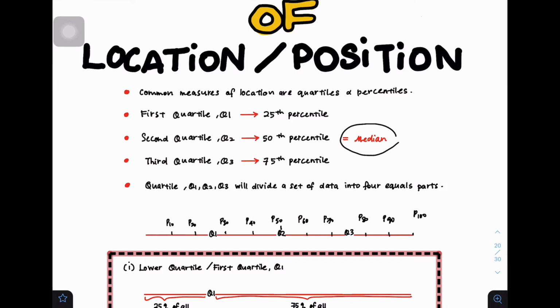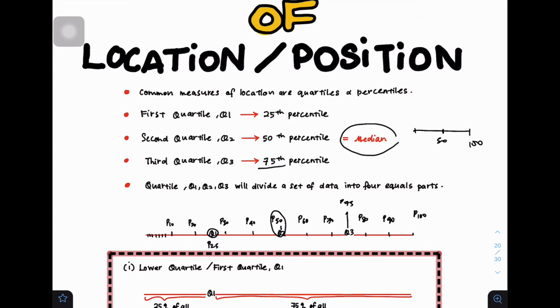Okay, so we have P10, P20, P30. So if you see Q1 dekat sini, dia adalah P25, percentile ke-25. Q2, dia adalah percentile ke-50 sebab dia berada di tengah-tengah data. Data kita ni kita consider 100%. Percentile is related to percentage 100%. So di tengah-tengah ini percentage dia ada 50, so dia adalah P50. Q3 kalau awak tengok dia berada di antara P70 dengan P80, so Q3 ni dia sebenarnya adalah P75.